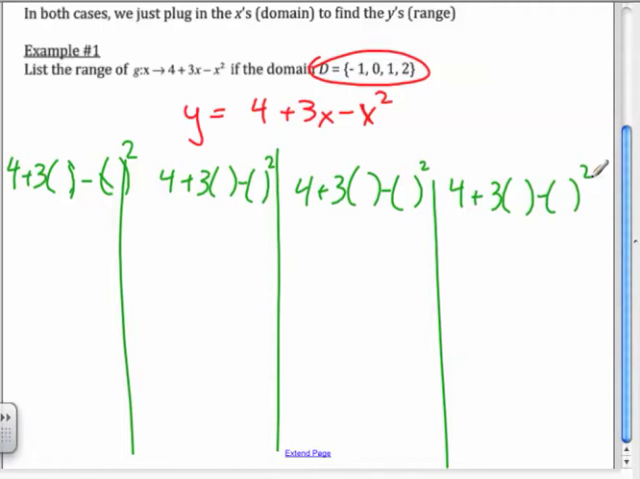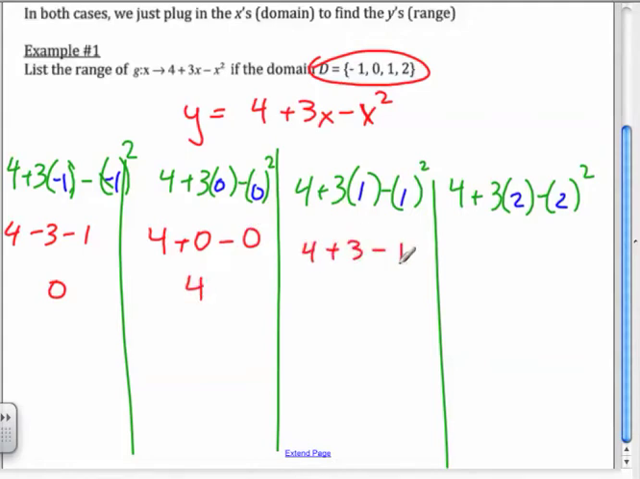All right, let me plug it in. -1, 0, 1, 2. All right, I'm on a roll now. 4 minus 3 minus -1 squared is just 1. 4 minus 3 is 1, minus 1, 0. 4 plus 0 minus 0 is 4. 4 plus 3 minus 1, that's going to be 6. 4 plus 6 minus 4, that's going to be 6. Whoa, look at that. I got 6 in both of those?